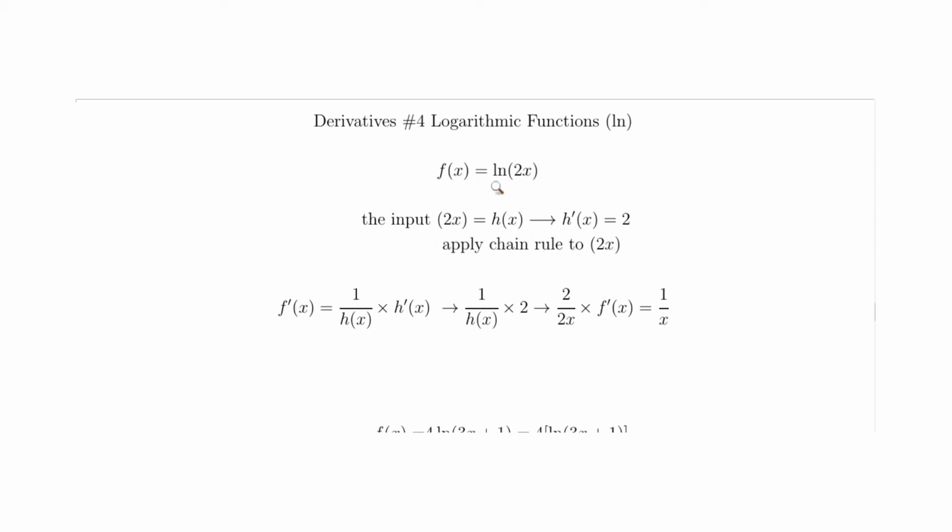So the derivative of our function ln of 2x will give us 1 over h of x. So the 2x will stay, times the derivative of 2x. So we've got 1 over h of x times 2, which is 2 over 2x, and the 2's can cancel out, which then gives us 1 over x. So funny enough, the derivative of ln of 2x is still 1 over x, the same as it is for ln of x. That's quite an interesting outcome.